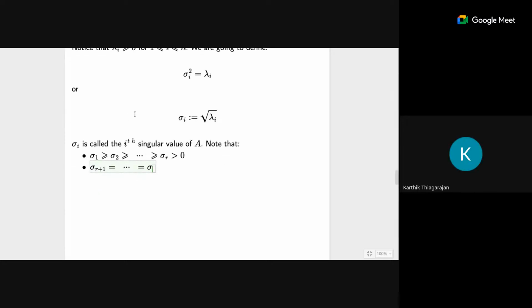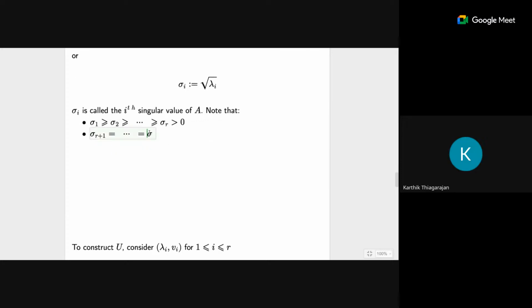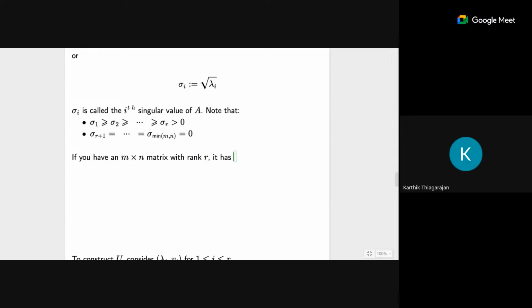Here is one tricky thing that will come up when you are solving for the SVD. What could be the last singular value? Is it m? Is it n? This is a bit tricky, and usually you can't figure it out. What you have to do is take this as the minimum of m comma n. If you have an m cross n matrix with rank r, it has r positive singular values and min of m comma n minus r zero singular values.